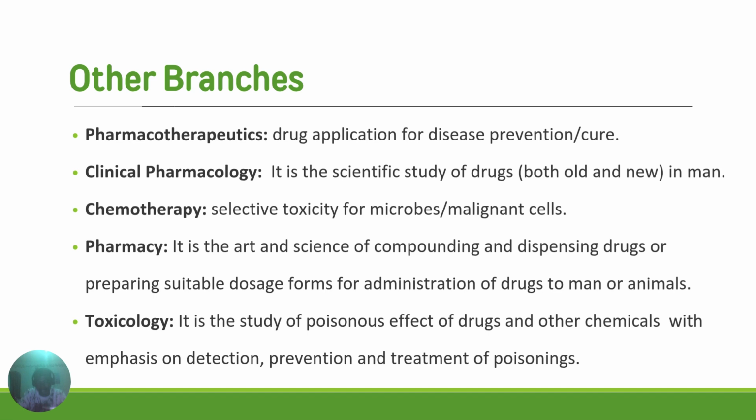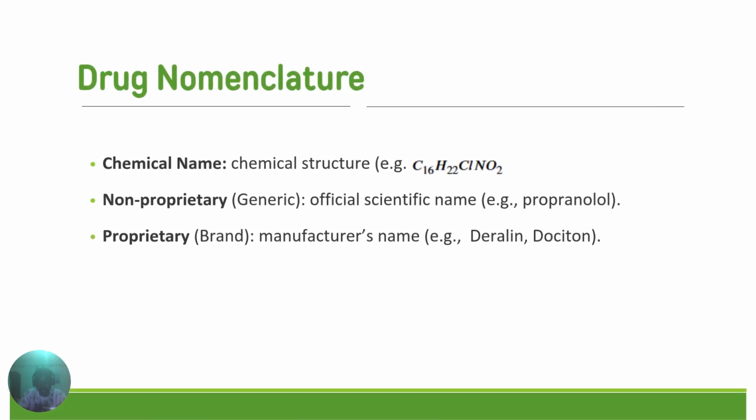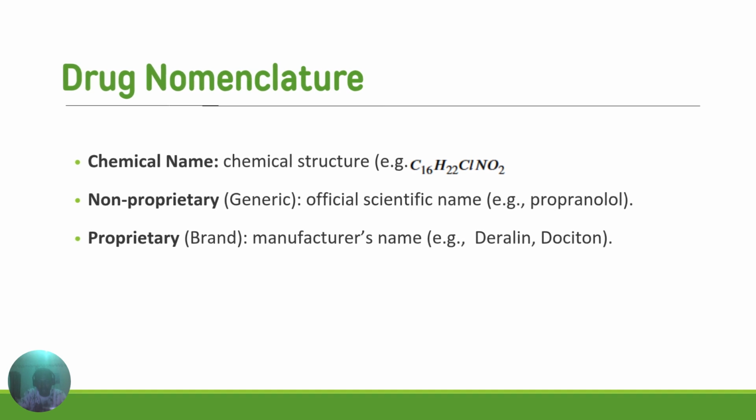Let's also understand what is pharmacy. Pharmacy refers to the art and science of compounding and dispensing drugs or preparing suitable dosage forms for administration of drugs to man or animals. What about toxicology? Toxicology is the study of poisonous effects of drugs and other chemicals with emphasis on detection, prevention, and treatment of poisonings.